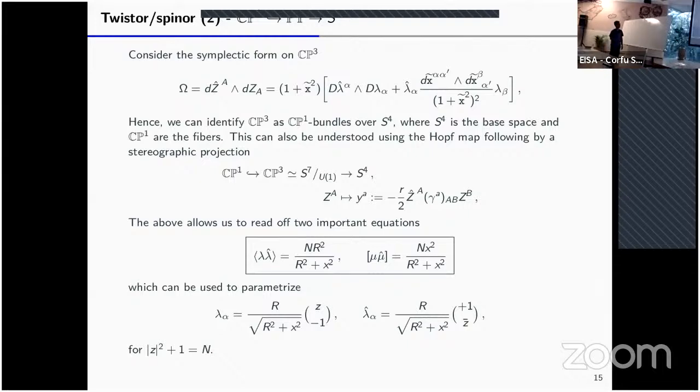Okay, so here gamma is the SO(5) gamma matrices. Using this Hopf map, it allows us to read off two important equations which are captured in the box here. Just ignore the second relation. The first relation tells us something interesting: the inner product between lambda and its dual, lambda hat, is nothing but the conformal factor times the SU(4) invariant number n. This motivates us to parameterize our spinors as follows, subject to the following constraint.